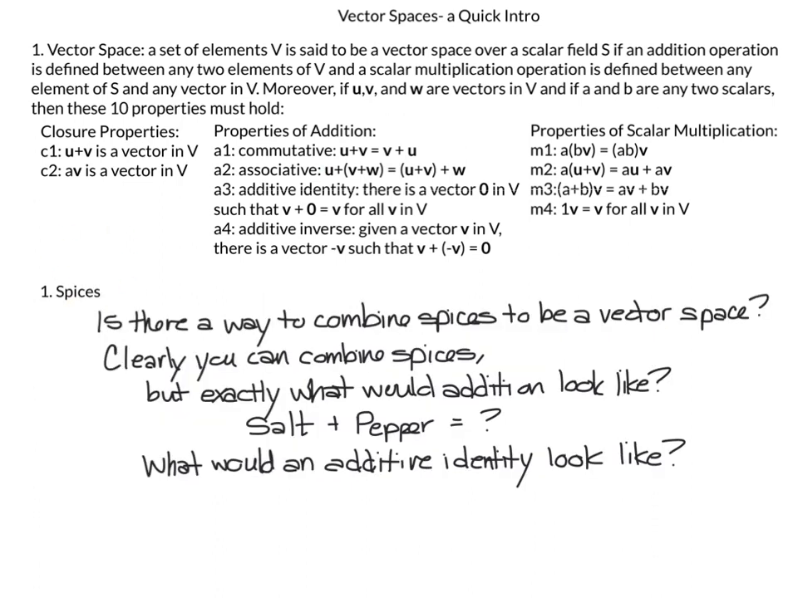Another memorable one was spices. You can combine spices, so that would be the vector addition operation. You could have scalar multiplication where you put in a lot of a certain spice. But exactly what would addition look like? Salt plus pepper equals? They had to define it, and I think they took a limited number of spices and then circularly defined them so there would be closure.